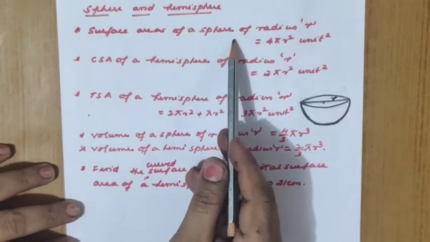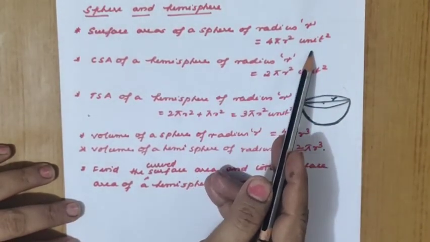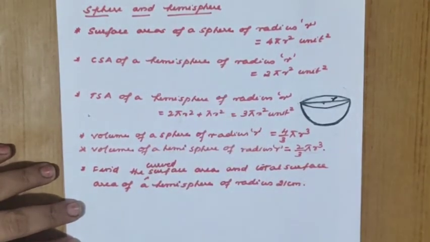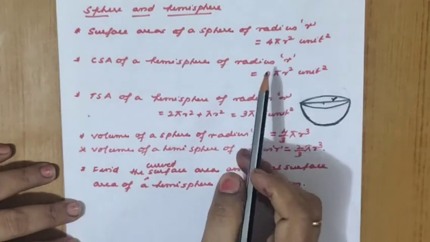Surface area of the sphere of radius r equals 4 pi r square unit square. Surface area means total surface area only. There is no curved surface area of a sphere.